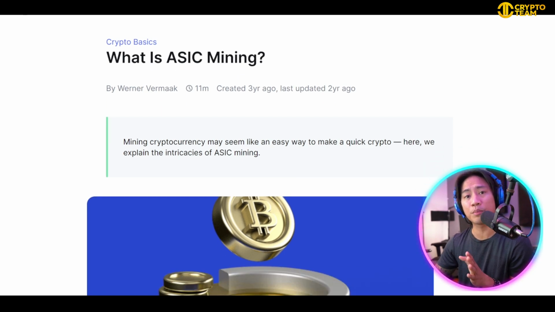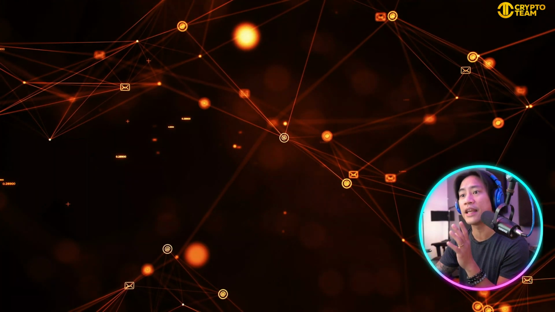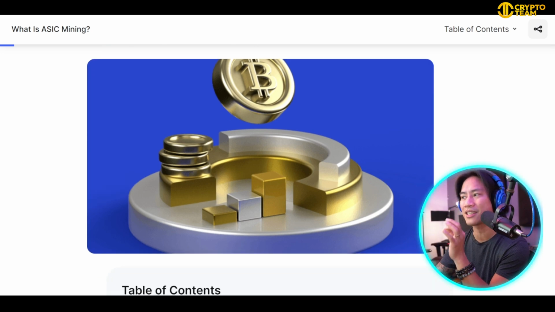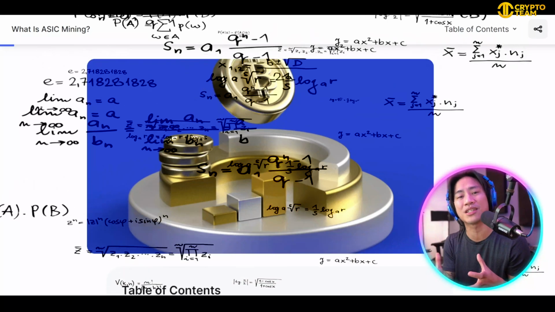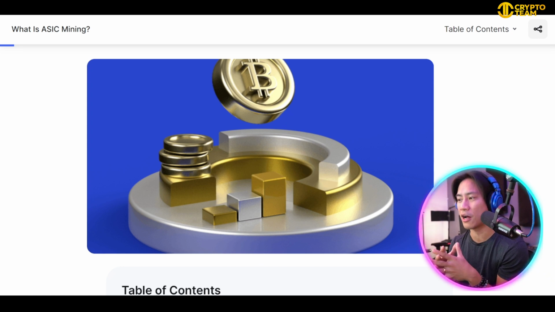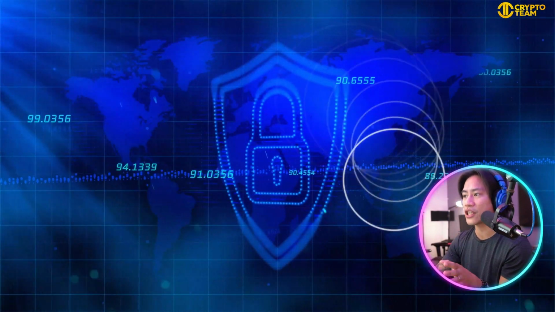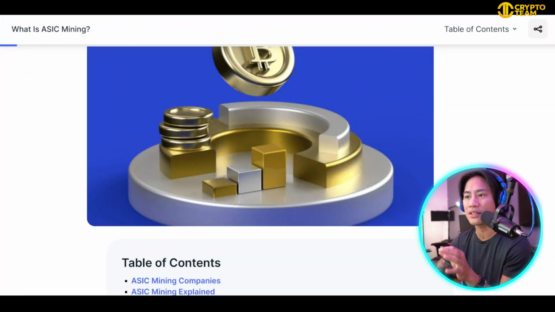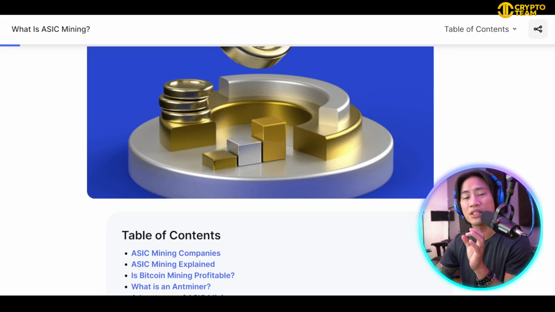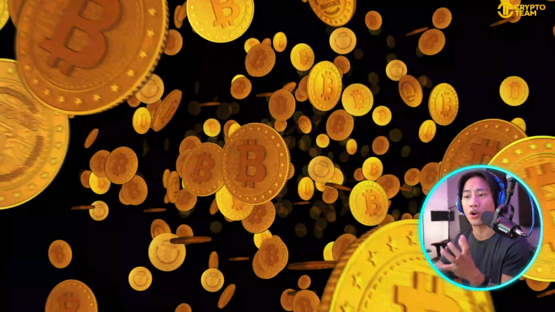So what is crypto mining? Crypto mining is actually the process of validating transactions on a blockchain and adding them to the distributed ledger. This process involves solving complex mathematical problems using computational power. I love math, but not this type of mathematical problem. It's not going to be manual, it's going to be processed by a machine. Now, it ensures that each transaction is secure and immutable. So mining plays a critical role in maintaining the security, the transparency, and the decentralization of blockchain networks, making it an integral part of the cryptocurrency ecosystem.